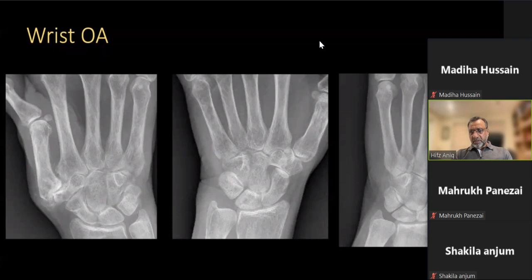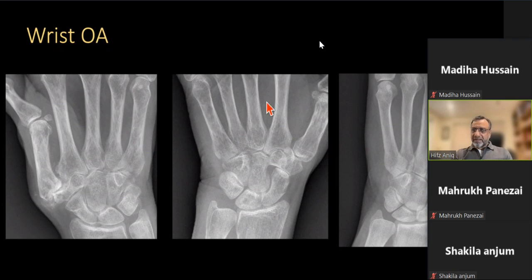Now arthritis is in the CMC. Here you can see osteophytes and calcification, and a bit of subluxation is also visible. So it is osteoarthritis, with subluxation of the CMC joint. Okay? Different combinations can happen, but the most important thing is that the radiocarpal joint is spared in osteoarthritis.